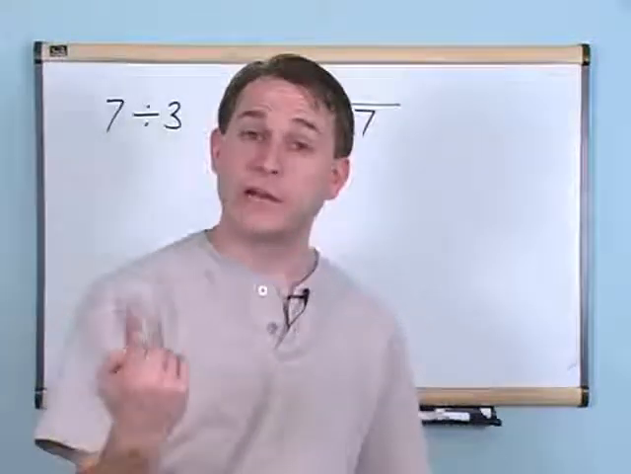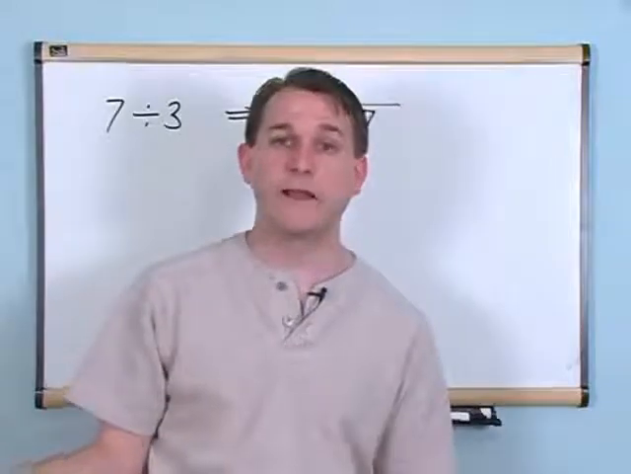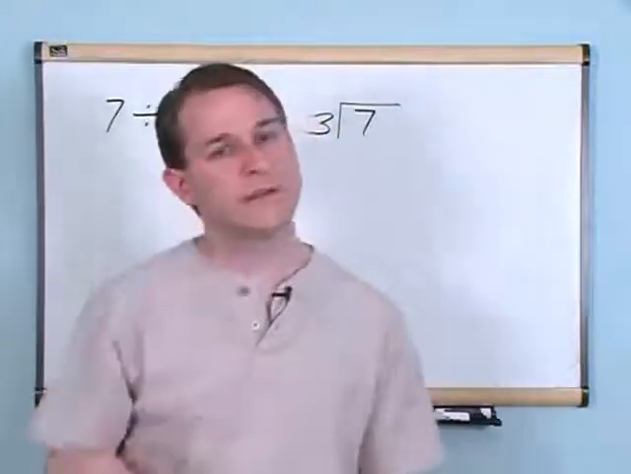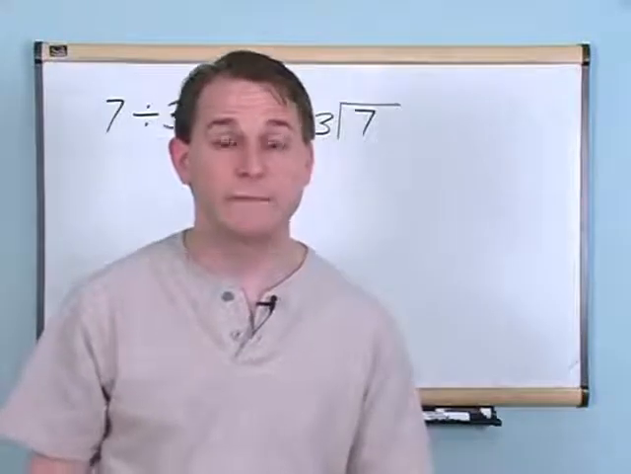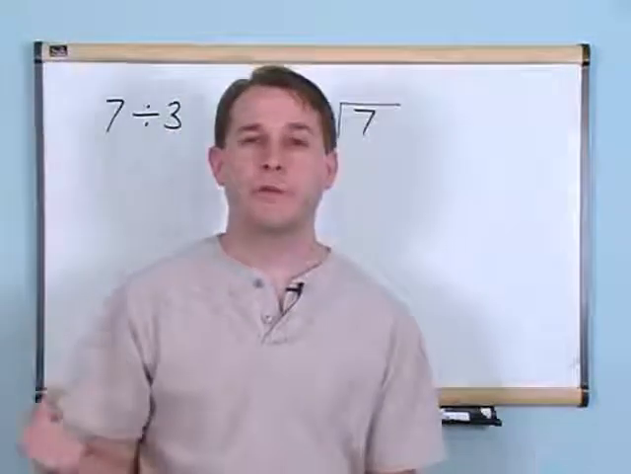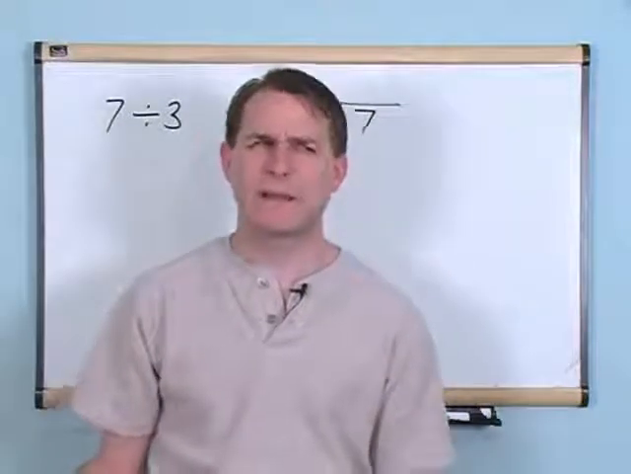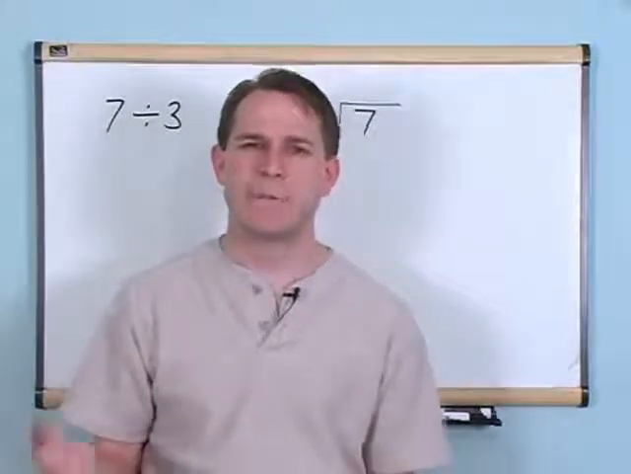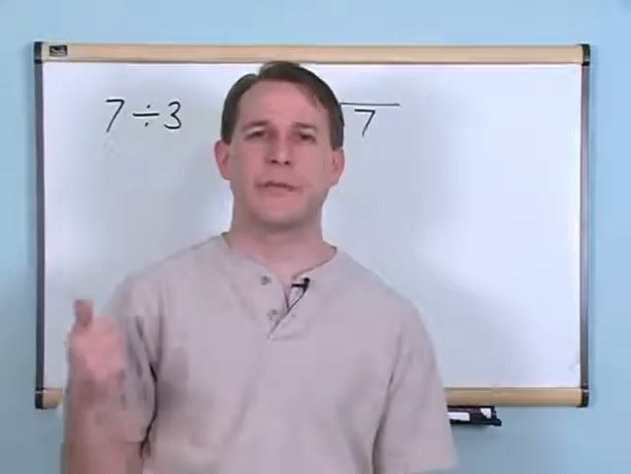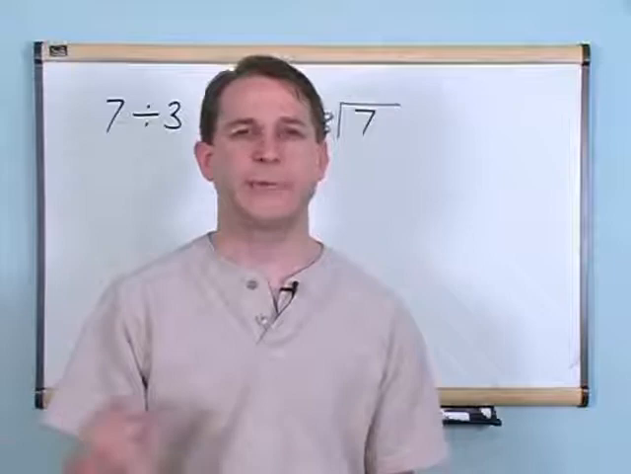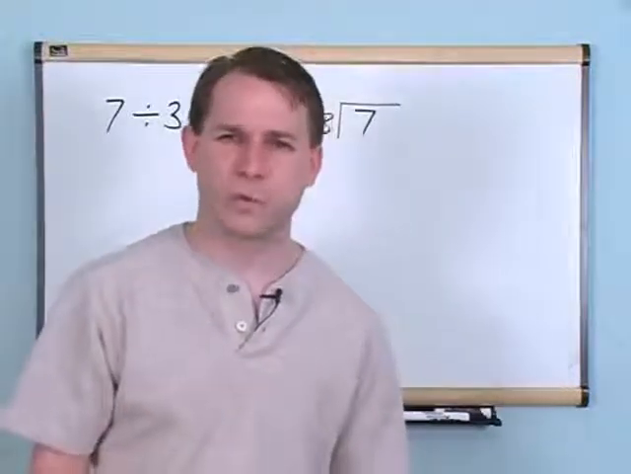3 times 1 is 3. That's not right because we're looking for 7. 3 times 2 is going to give me 6, but that's not right because I'm looking for 7. 3 times 3 is going to give me 9, but that's not right either. You see you have a problem here. Because 3 times 2 is 6, that doesn't work, and 3 times 3 is 9, and that doesn't work.